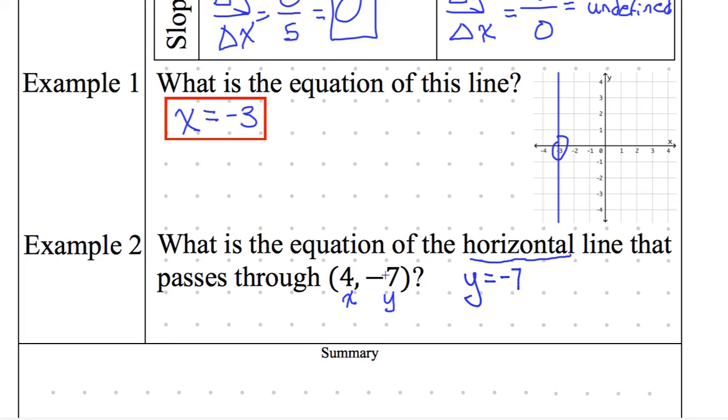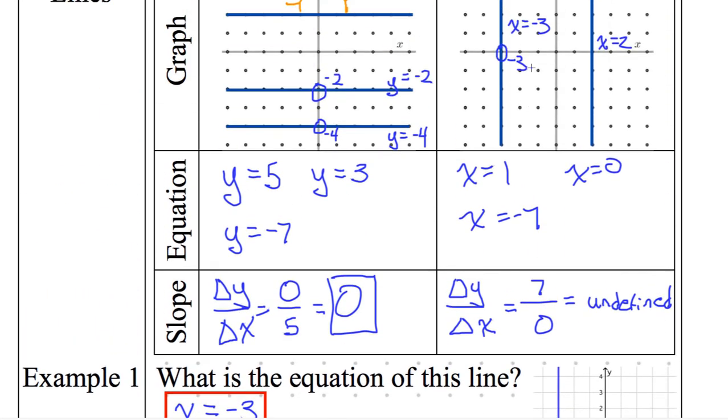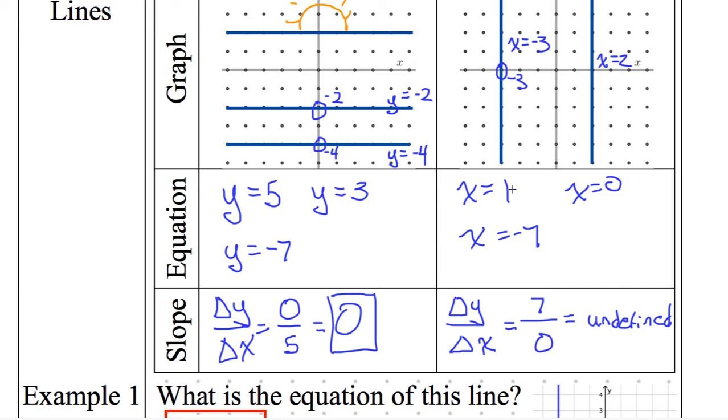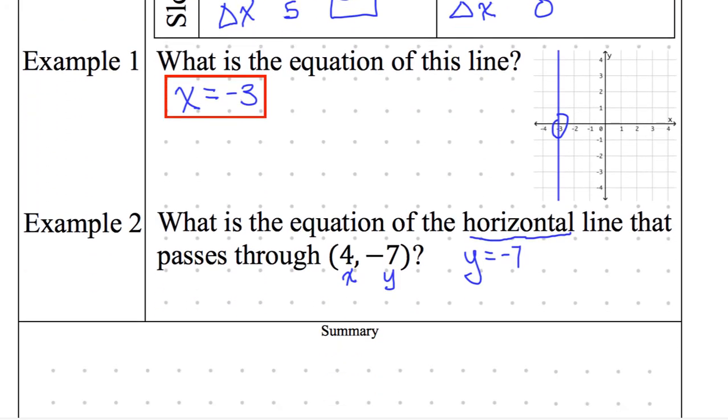You just set it equal to whatever is the important letter. It's y in this case. If it was a vertical line, we would look at whatever the x was. And that's our final answer. Box it.